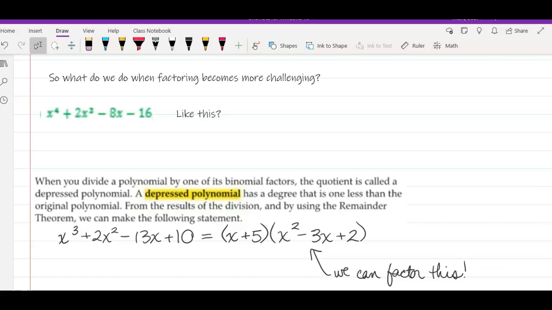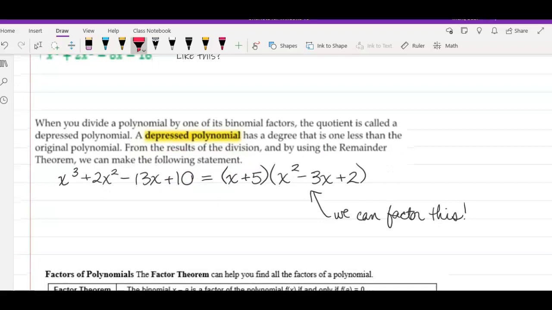So our goal is to take out a factor and express it. For instance, we start with a cubic polynomial here, a degree 3. If we can find just one binomial factor like x plus 5 and multiply that by a quadratic, that's what gets us back to this cubic polynomial. This is something that we could easily factor once we break it down.